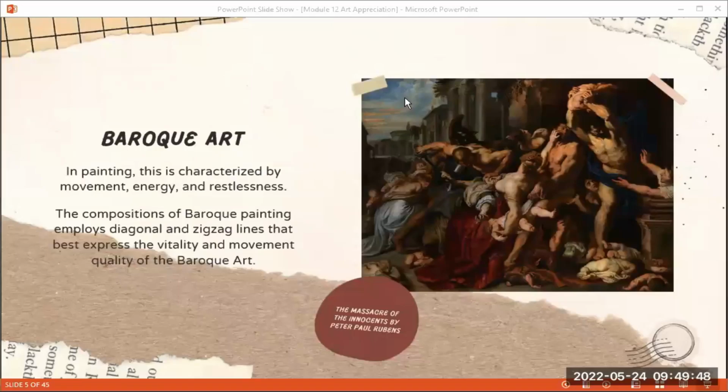Now, in painting, this is characterized by movement, energy, and restlessness. The compositions of Baroque painting employ diagonal and zigzag lines that best express the vitality and movement quality of Baroque art. As an example of Baroque art, we have the Massacre of the Innocents painted by Peter Paul Rubens.